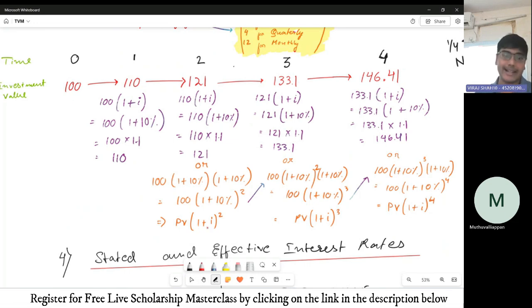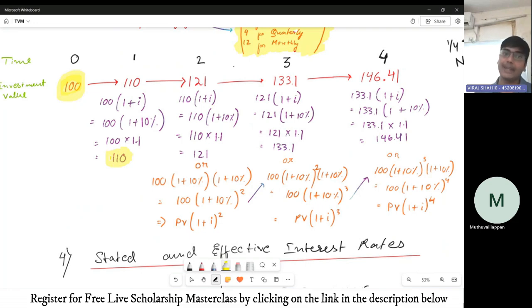We invested 100 at time point 0. How much does it become at time point 1? You earn an interest of 10% annually. So at time point 1 it becomes 110. Now compounding में क्या होता है? You earn interest on your initial principal as well as the interest earned. Compound interest में क्या होता है? You earn interest on both your principal amount as well as your interest earned previously.